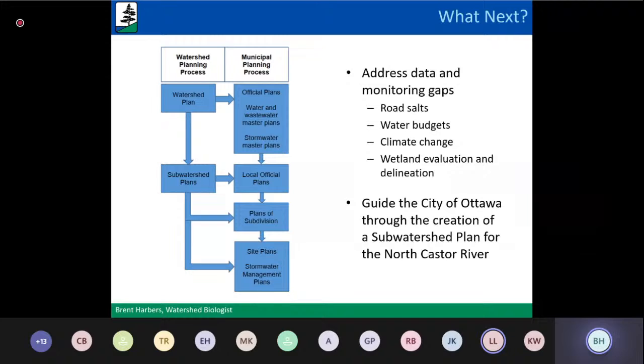We also provided a list of data gaps and monitoring gaps that we suggest should be addressed in the future, including the road salt question that Kat had talked to, water budgets, so water in and water out of this watershed, and climate change. So obviously a pressing issue that we're all thinking about right now. This should be thought about in future development, as well as wetland evaluation and delineation. There's quite a number of wetlands in this watershed which haven't been evaluated. And one of our recommendations would be that these should be looked at in the future for their management as well. I believe that's the end.